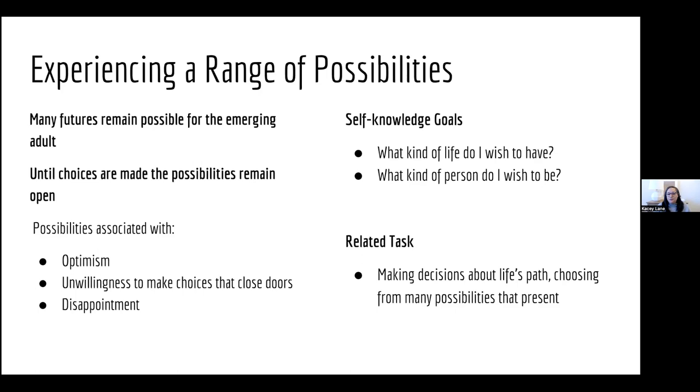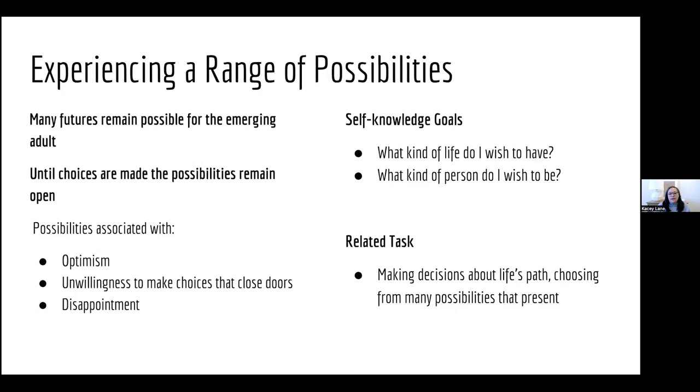With all the choices that the emerging adult can make, there are so many dilemmas that are possible. And sometimes people in this age group can just be marking time, feeling confused, and feeling paralyzed while they try to figure out who they are.